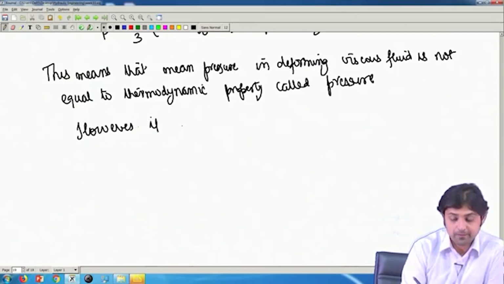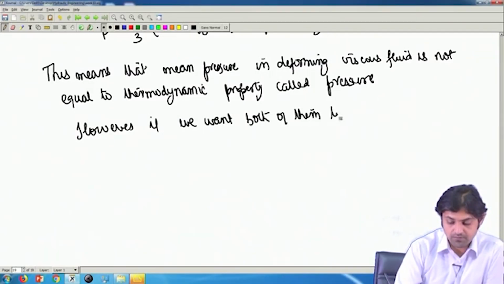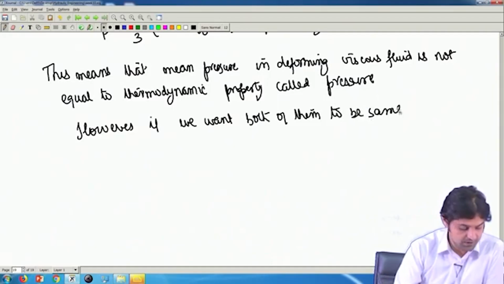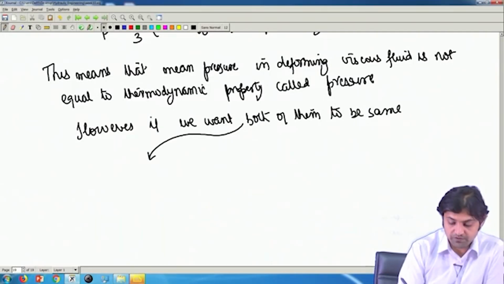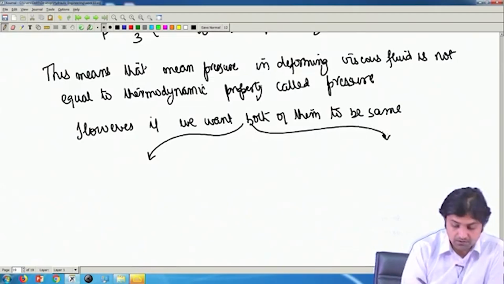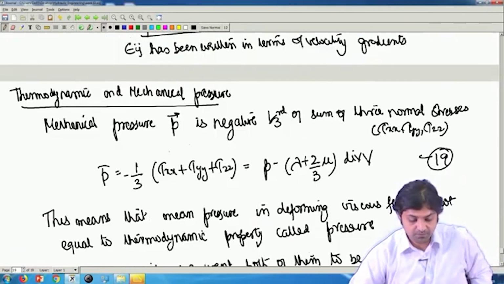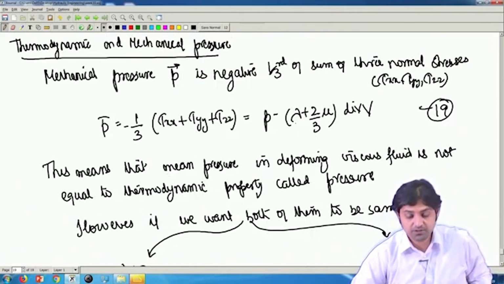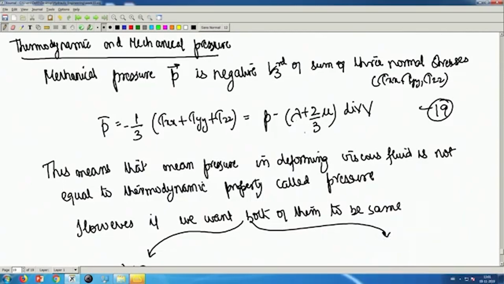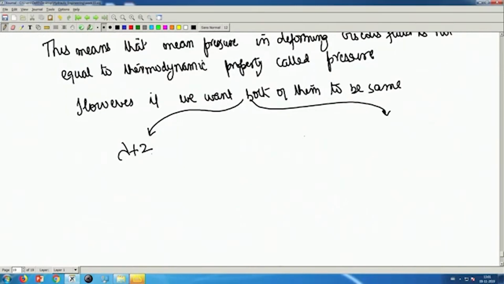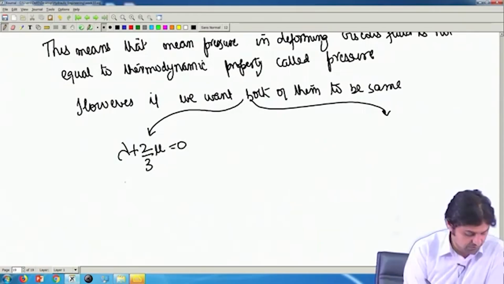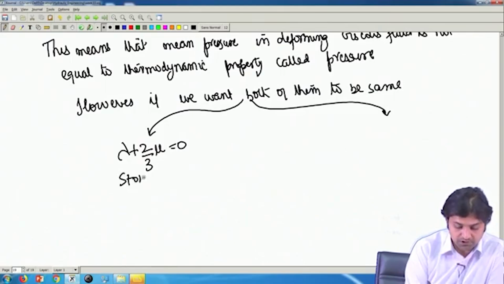However, if we want both of them to be the same, there are two different ways. One is, if you look at the above equation, P bar will be equal to P if either lambda plus 2/3 mu is equal to 0 or divergence of V is equal to 0. So let's say lambda plus 2/3 mu is equal to 0. Actually this is called Stokes hypothesis.